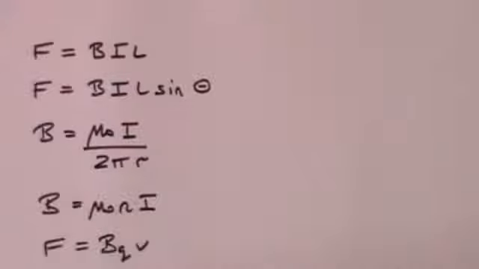In a long solenoid, the magnetic field inside the solenoid will equal mu0 nI, where n is the number of turns in the solenoid per unit length, and I is the current.